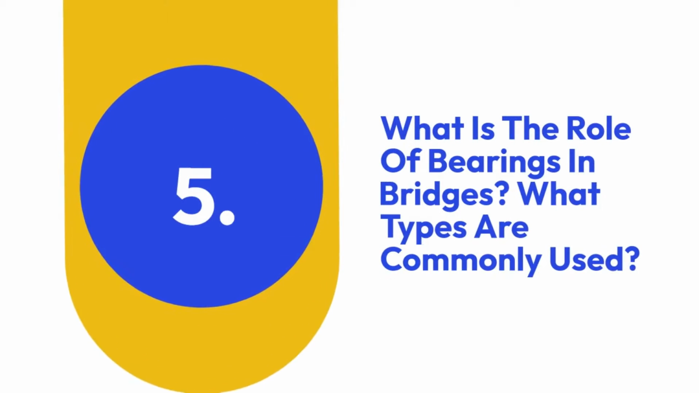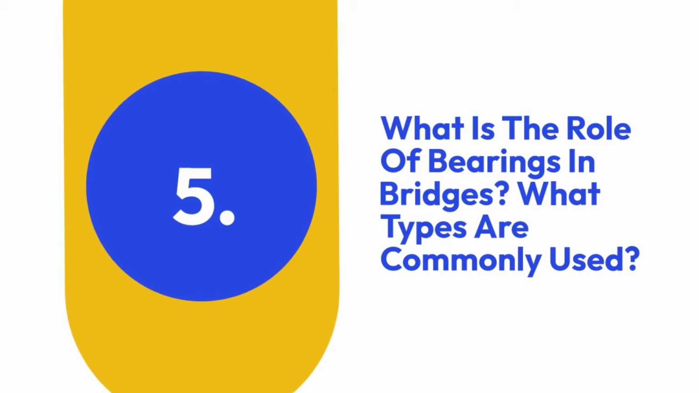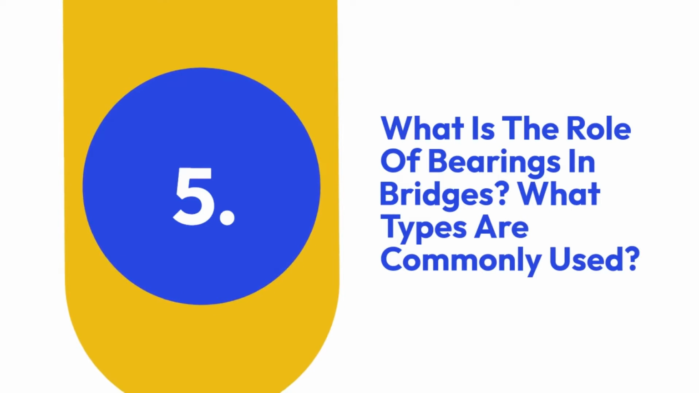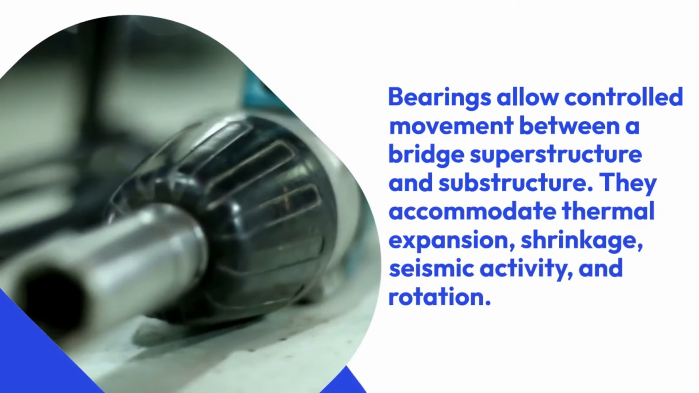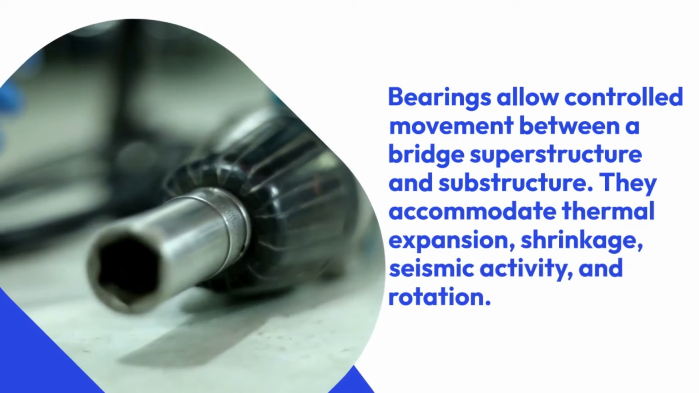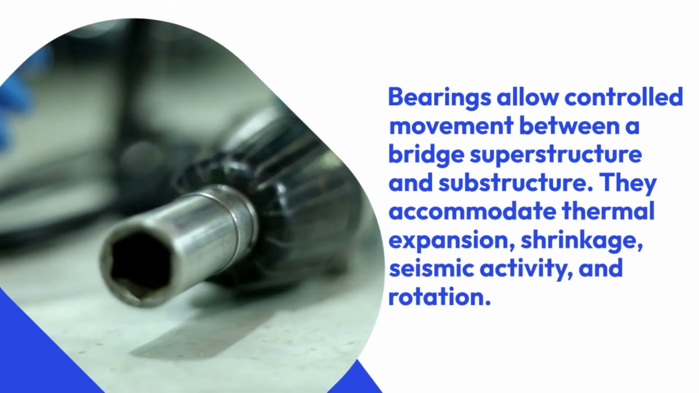5. What is the role of bearings in bridges? What types are commonly used? Bearings allow controlled movement between a bridge superstructure and substructure. They accommodate thermal expansion, shrinkage, seismic activity, and rotation.